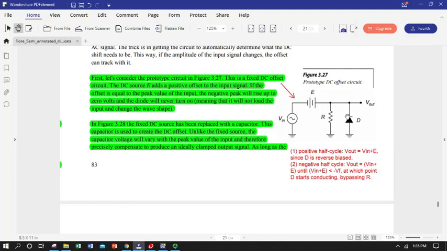We could just scribble it up. So then we start going through the negative half cycle. Well, the battery doesn't change sign. So now the voltage out at these nodes, which are all at the same potential, notice there's a wire connecting them, is now going to be E minus whatever V in is.